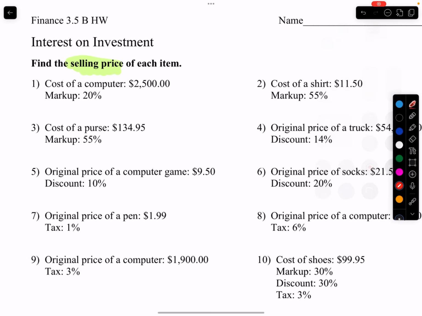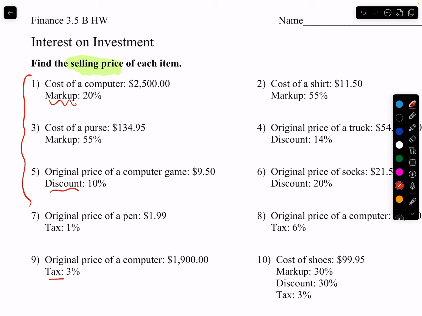Okay, so interest and investment. These first group of problems is mostly about markup, and then we have discount problems, and then we have tax problems. So markup means it's going to be more expensive than it used to be.